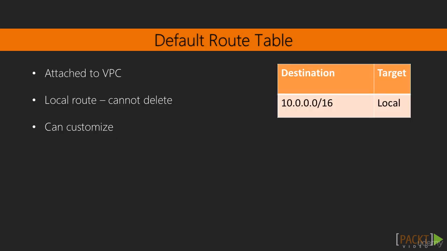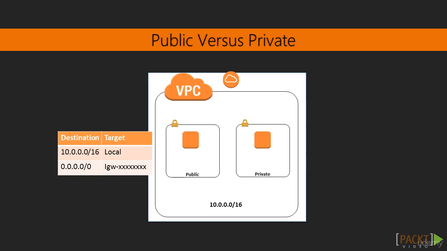Every VPC will have a default route table with a single local route. This defines a route for instances inside a VPC to communicate with one another. You cannot remove this route, but you can customize the table by adding additional routes. You can create additional route tables and associate them with your subnets. This allows you to create what is known as public and private subnets.